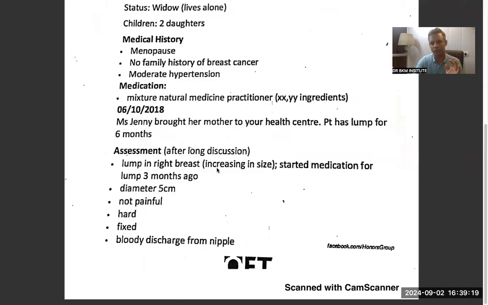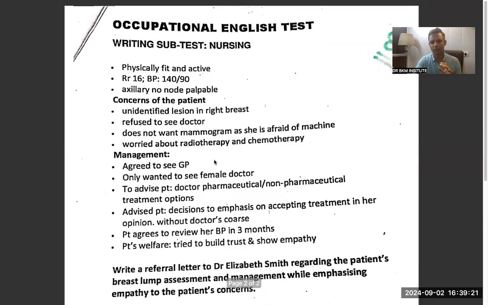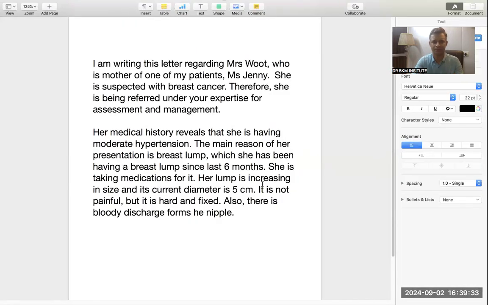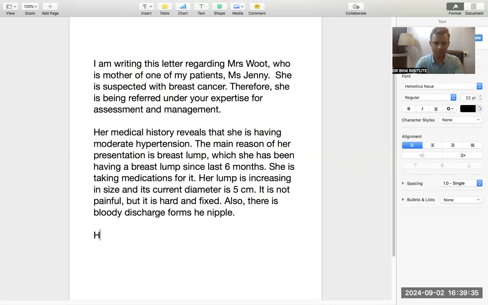Now the first part is all good. Otherwise, she is physically active. Now the concerns of the patient. Identified lesion in the right breast. Refused to see doctor. Does not want mammograph as she is afraid of machine. Worried about radiotherapy and chemo. Simple. Her concern is that she does not want.